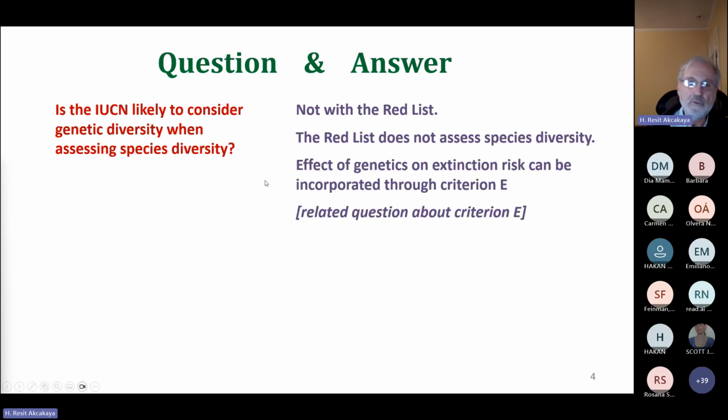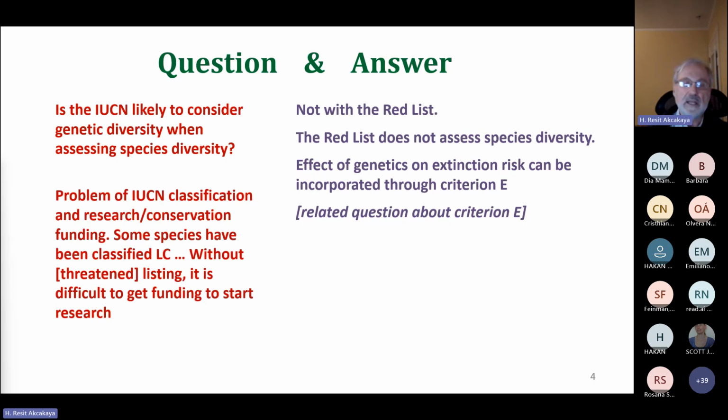Now, effects of genetics on extinction risk can be incorporated through criterion E. And there was a related question about whether we are planning on developing guidelines for using genetic information in criterion E. We don't have any immediate plans. The way our committee works is that when we receive requests for evaluation of species assessments, either from assessors or from the Red List unit, some topics come up repeatedly, and then we decide that we need to cover those topics in the guidelines. We have not received any criterion E assessments that use genetic structures. So we have not yet developed those guidelines, but if there are such assessments, then we will consider doing that.